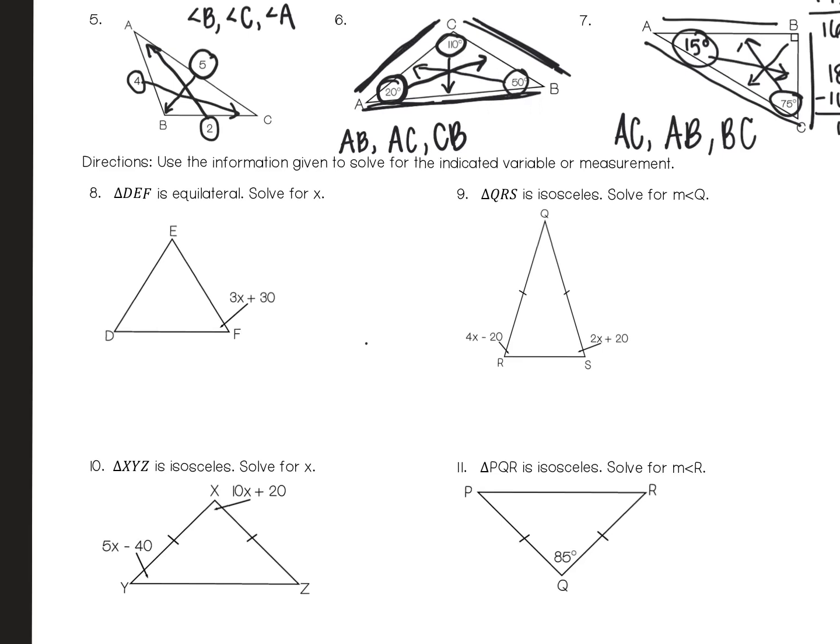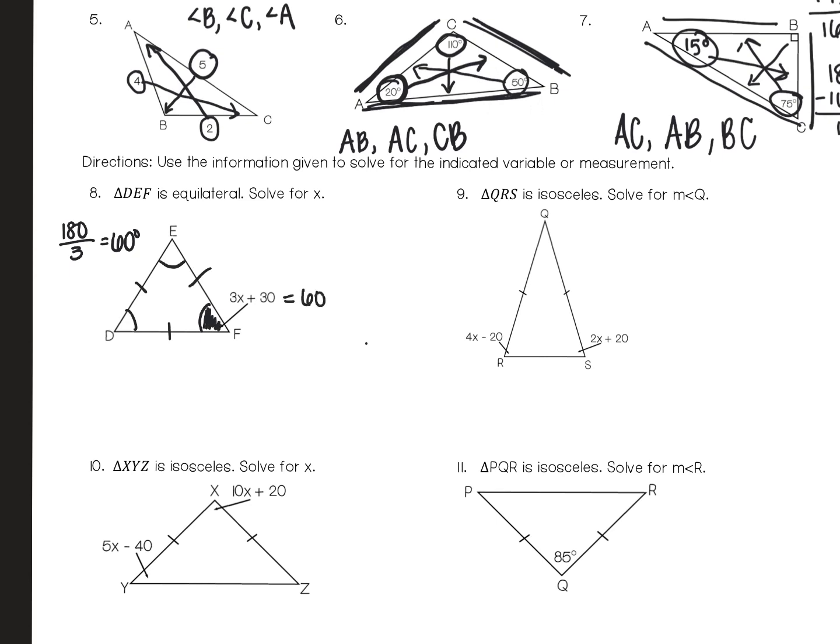From there, we move into our isosceles and equilateral triangles. So this first one, number 8, says triangle DEF is equilateral. That tells us that each of the sides is the exact same length and each of the angles are congruent. If all 3 angles are congruent, remember there's 180 degrees in a triangle. If we divide that by 3, each angle is 60 degrees. So angle F is equal to 60 degrees.